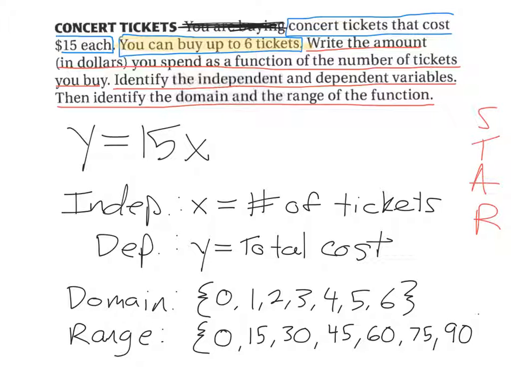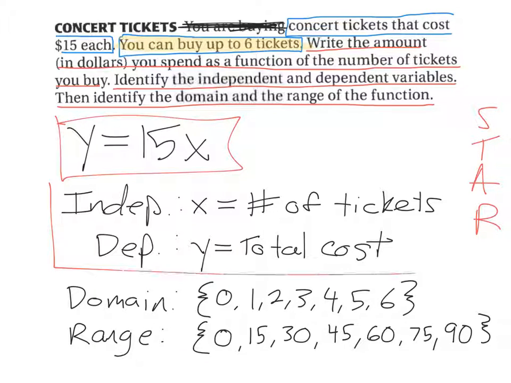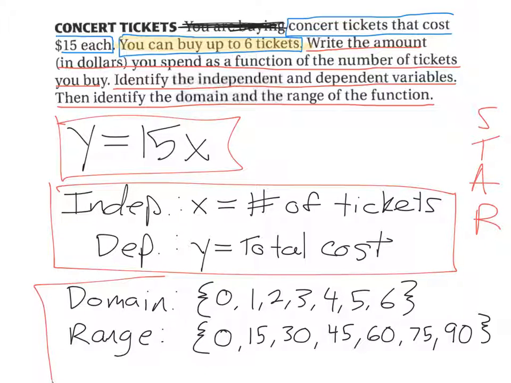And if my input is 6, my output is 15 times 6, which is 90, right? So we see that each input here has only one output. 0 goes to 0, 1 always goes to 15, 2 always goes to 30, and so on. So we see that this is a function. We've got our 3 parts of the problem all answered. We have the rule, we have the independent and dependent variables, and we have the domain and range.